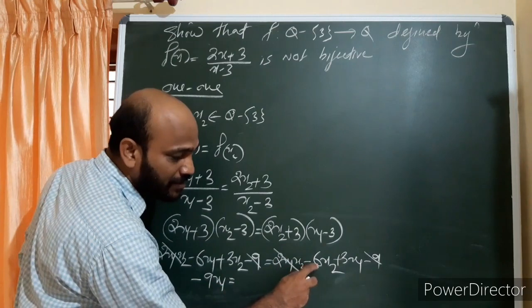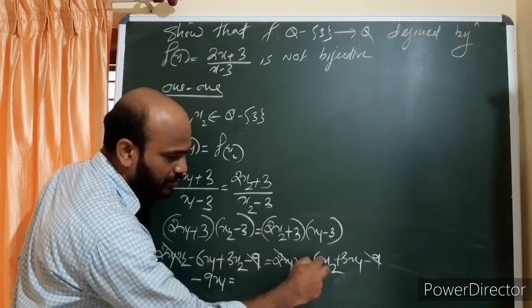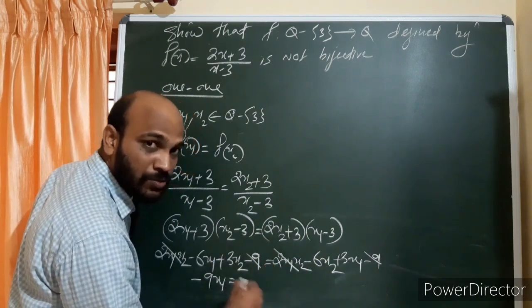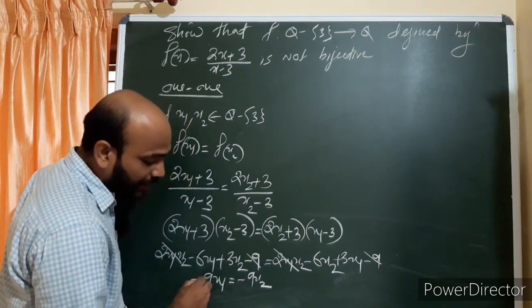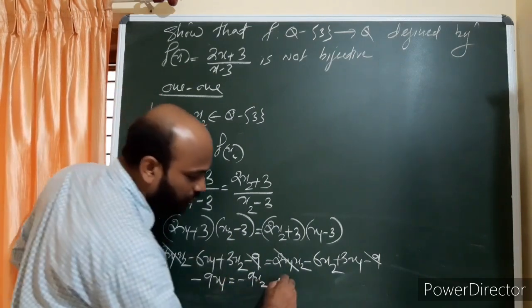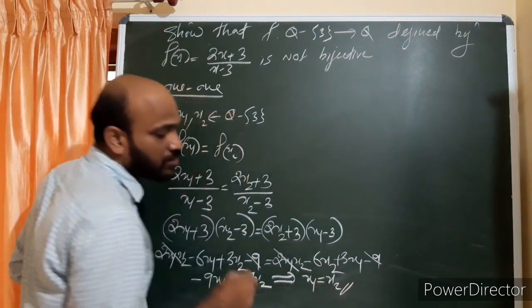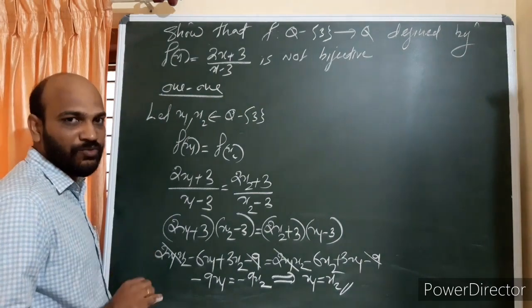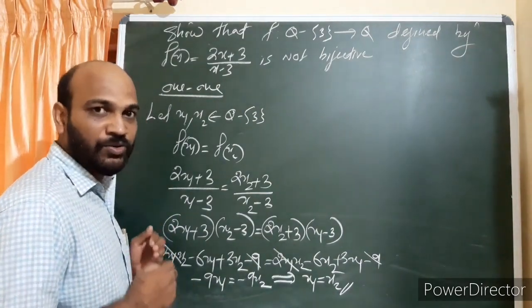On the right hand side, minus 6x2 is already here. Now take this plus 3x2 to the right hand side. So we will get minus 3x2 minus 6x2, that is minus 9x2. Minus 9x1 equals minus 9x2, which implies x1 equals x2. So the function is clearly 1-1. Now we have to check whether this function is onto. You have to verify.